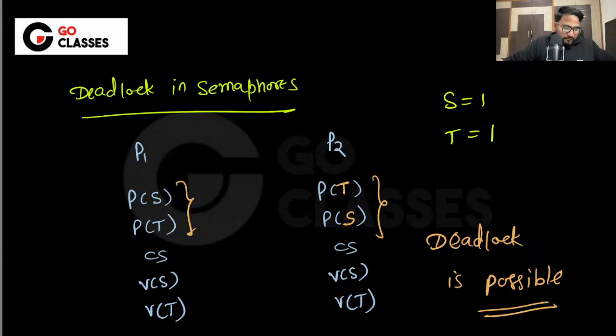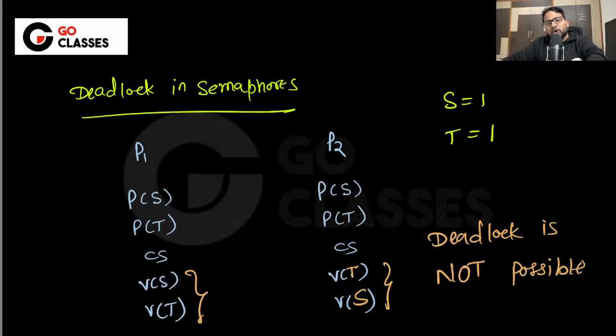Is this okay to everyone? Let me know if you have understood this. Okay, great. So basically, if you're changing the order of P, then deadlock is possible. If you're changing the order of V, then deadlock is not possible.